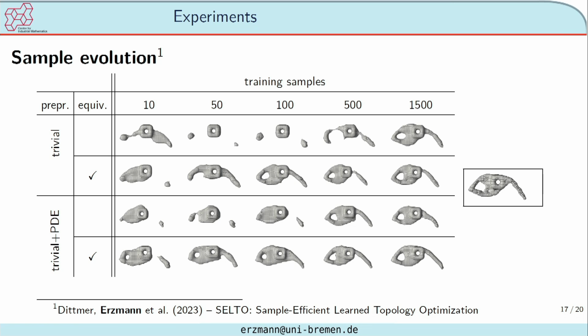And you can see here predictions of models trained on different numbers of training samples, outputs for the same sample. This is the ground truth sample. And you can see that when trained on 1,500 samples, all of them work fine. But this model here really needs these 1,500 samples to give any good outputs. Whereas this model, which has access to equivariance and PDE preprocessing, already comes up with quite good results after only 50 training samples. And in this paper, I conducted a lot of experiments like that, not only for individual samples.